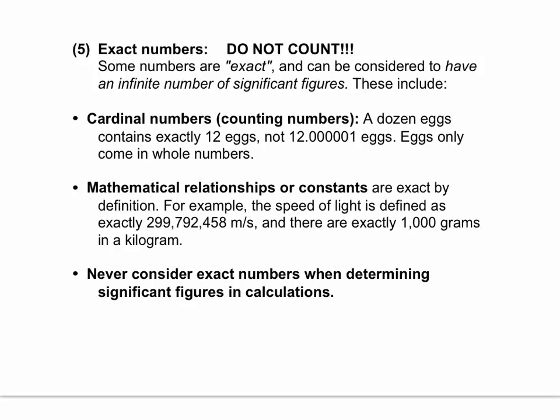Okay, the speed of light is exactly 299,792,458 meters per 1 second. It is exactly known to be that amount, no more, no less. So when we are using these exact numbers, we do not use the number of significant figures of these numbers in our calculations. We simply ignore them.